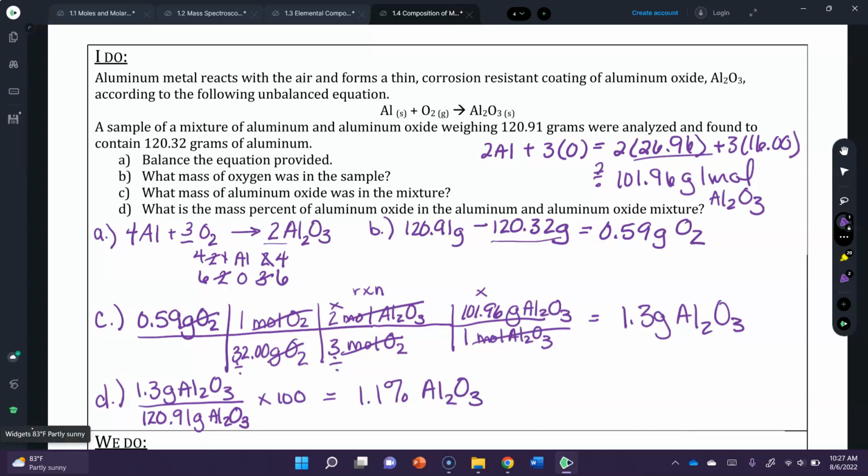And remember, even though it's really thin percent composition, it's supposed to be a very thin layer over aluminum metal, right? So it should be a thin layer that just protects the rest of it.